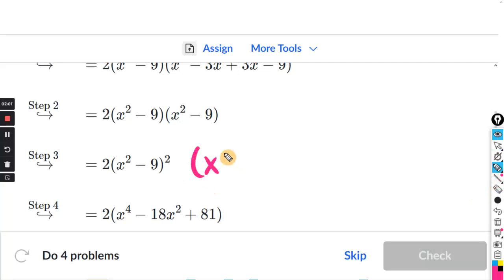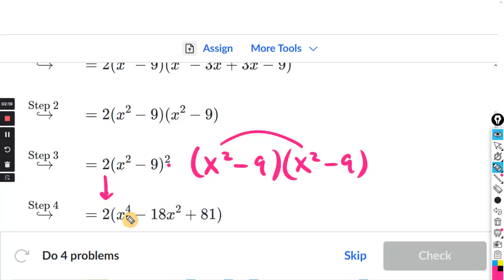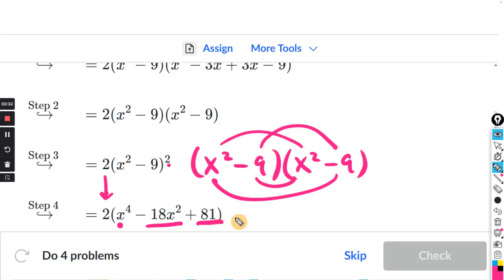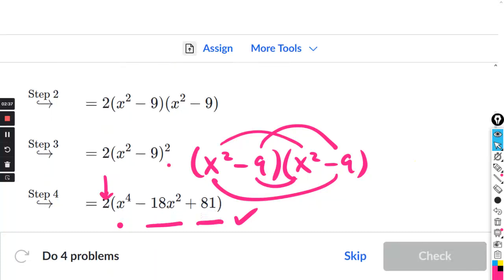If you unpack this right here, some of you can do this without writing it out. I'm going to write it out anyway. But some of you can just imagine the same binomial times itself, x squared minus 9. It's squared, so I just wrote it twice. So she got the 2, and then unpacking this, x squared times x squared is x to the 4th. Inner, outer, negative 9x squared and negative 9x squared is negative 18x squared. And the last term is negative 9 times negative 9, that's positive 81. Excellent. All steps work.